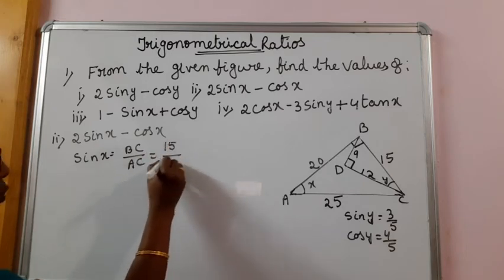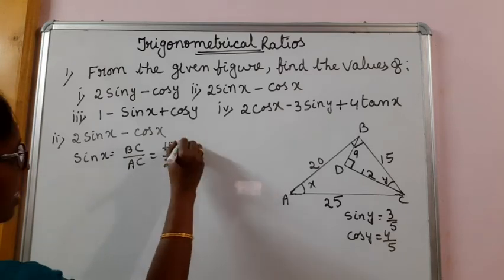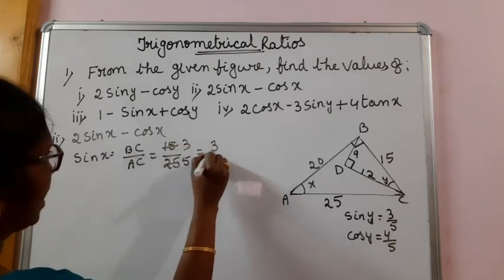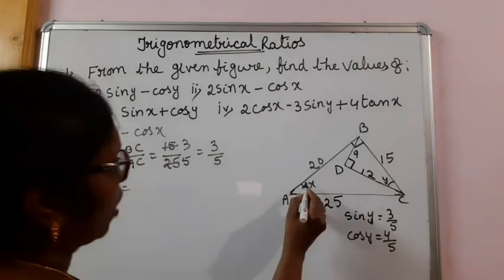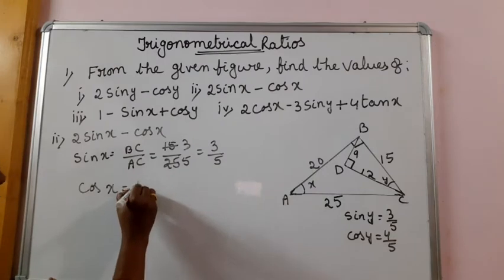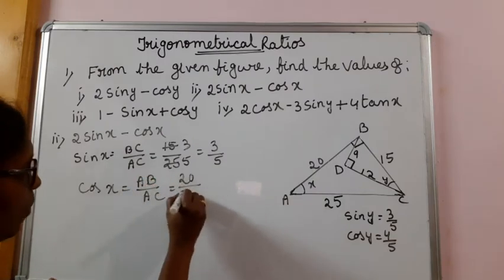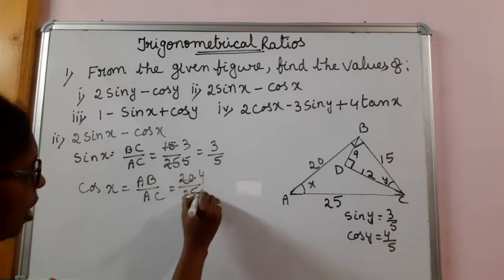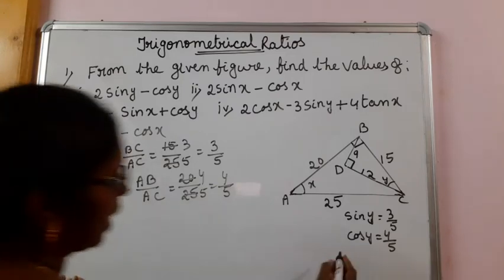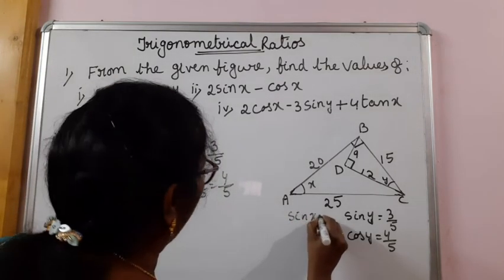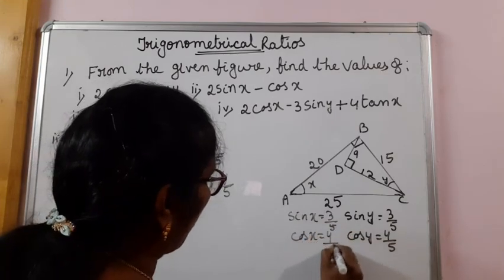This is 15 by 25. We get 3 5s are 15, 5 5s are 25. Sin x also we got 3 by 5. Let us find cos x. Cos of this angle is adjacent side AB by hypotenuse AC, that is 20 by 25. 5 4s are 20, 5 5s are 25, that is 4 by 5. So let me write here: sin x is 3 by 5, cos x is 4 by 5.